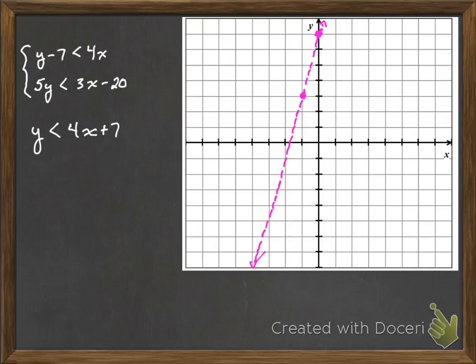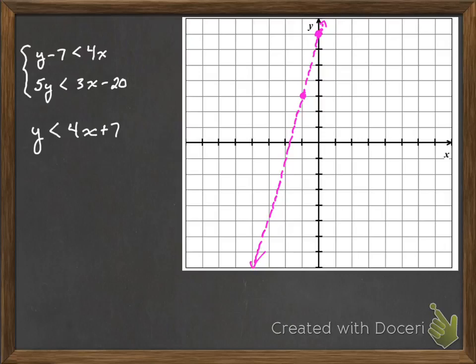And then the shading on this says that y is less than this line, which means we would be shading below the line. So if you put your finger on the line, y is less than, so you would go down, which means we are shading this side of the line.